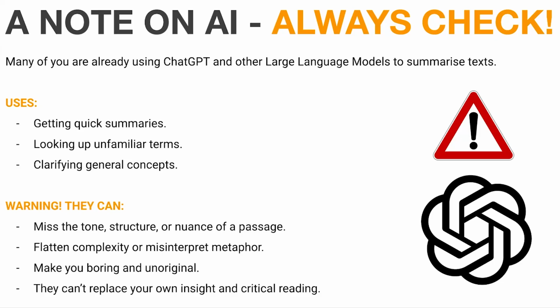ChatGPT, for example, can be used for getting quick summaries, looking up unfamiliar terms, and clarifying general concepts. However, they can miss the tone, the structure, or the nuance of a passage. They can flatten the complexity which the author was trying to get, or they can even misinterpret things, like metaphors, which are quite difficult to get sometimes. One big danger is that they might make you kind of boring and a little bit unoriginal. These are used from data sets. These are not original human thoughts. They can't replace your own insight, and they cannot replace critical reading. These are things that you really do need to do for yourself.